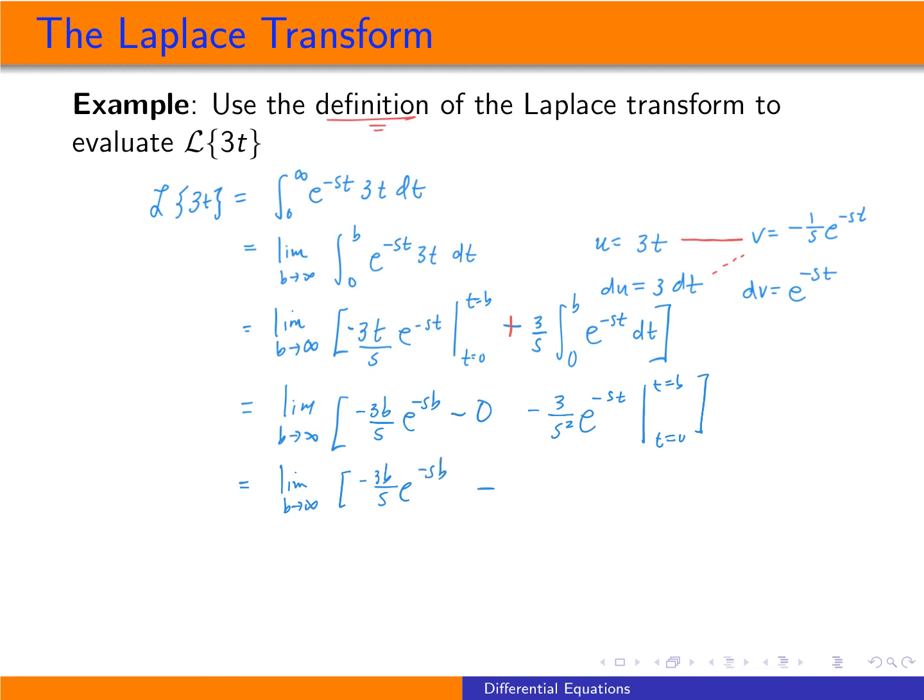So t equals b would give us a 3 over s squared e to the minus sb. We subtract away what we get when we substitute in t equals 0, but we're very careful to make sure we account for that negative sign out front as well. So it's minus a minus 3 over s squared.